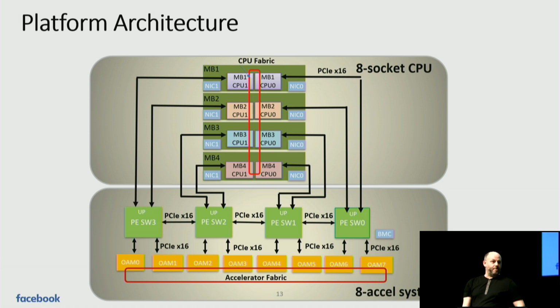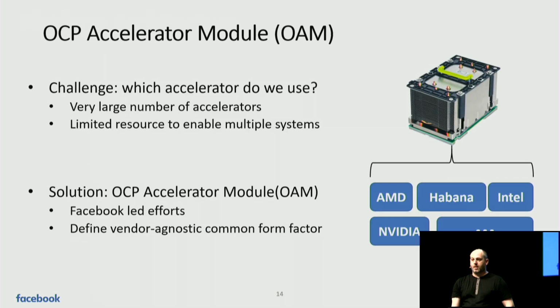So this shows a summary, a slightly more detailed platform architecture diagram. You see 4 motherboards at the top and 8 accelerators at the bottom. What's interesting is that those accelerators are connected through PCIe switches, and the switches are interconnected themselves. That gives us extra flexibility. I'll talk about it again in a couple of slides.